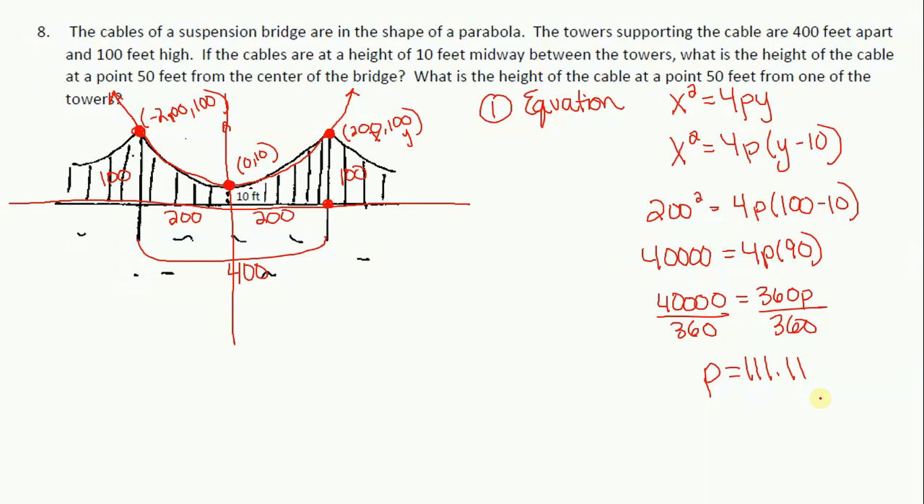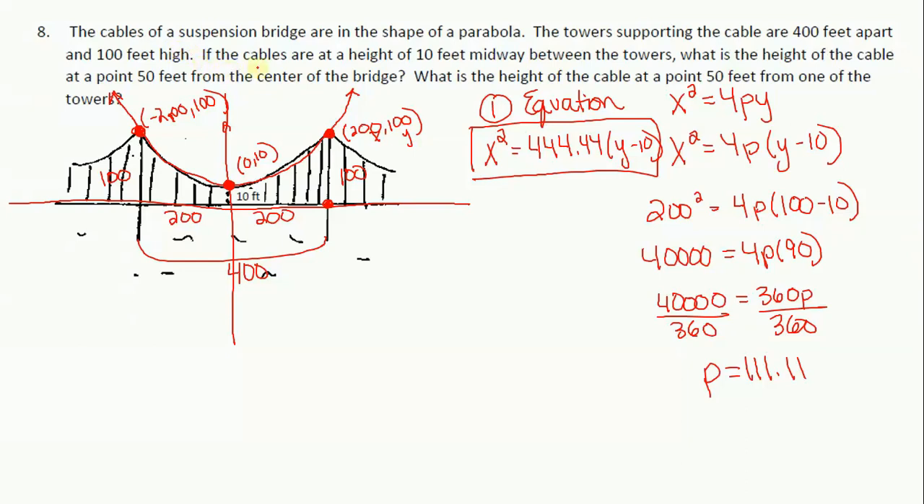On your calculator, it should be 111.11 repeated forever. So then, if I plug that back into my equation, x squared equals 444.44 times y minus 10. So that's me taking that 111, multiplying it by 4, because it's 4p right there, right? So this is the equation of my parabola. I haven't even answered the questions that they asked.